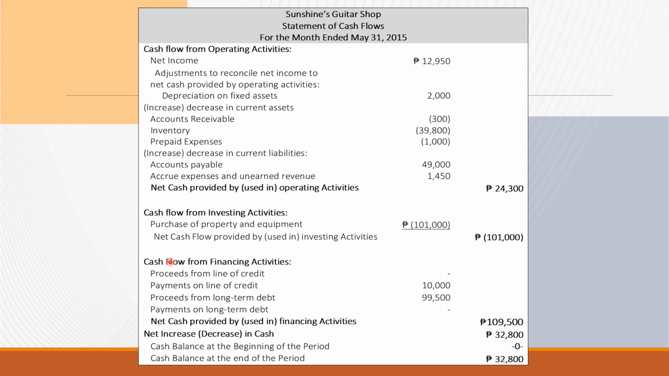The last part will be the cash flow from financing activities. Proceeds from line of credit, there is no value. Payments on line of credit, 10,000 pesos. Proceeds from long-term debt, 99,500. And payments on long-term debt. The net cash provided by or used in financing activities will be 109,500.